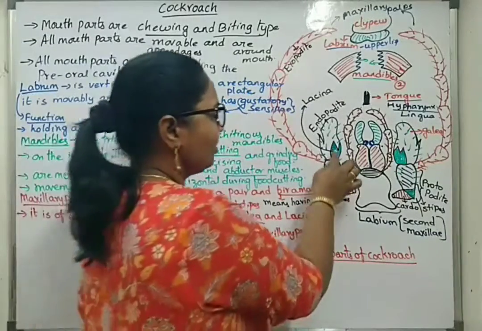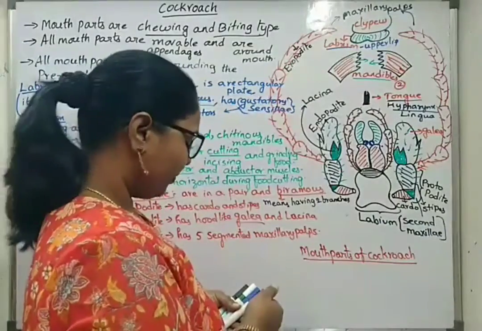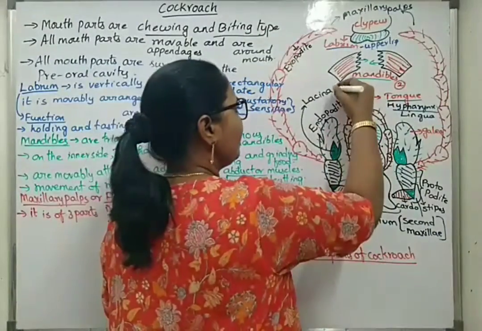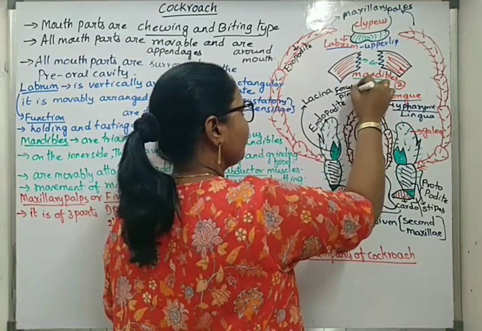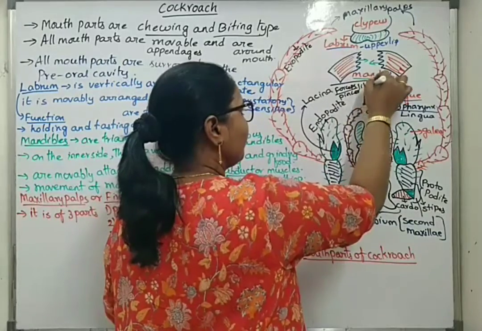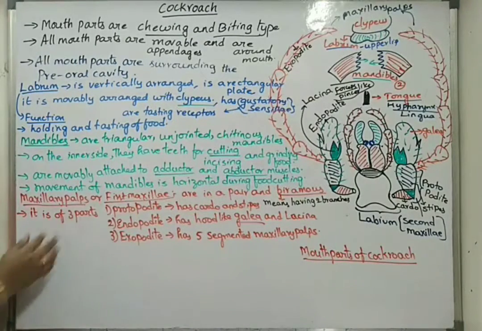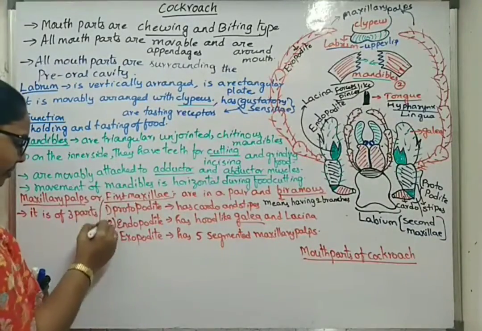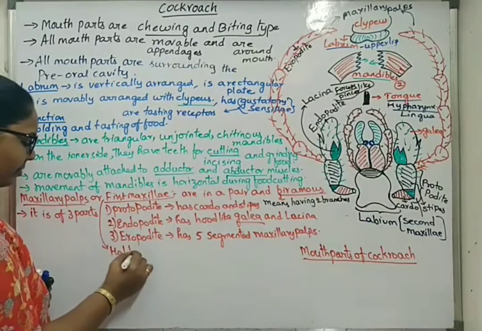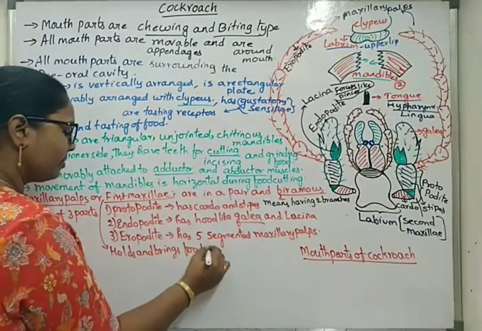This one is a forceps-like structure which is holding the food. So we can say lacinia is forceps-like, or pincer-like. Next, what is the use of this first maxillae? First maxillae holds the food and brings food to mandibles. Holds and brings food to mandibles.